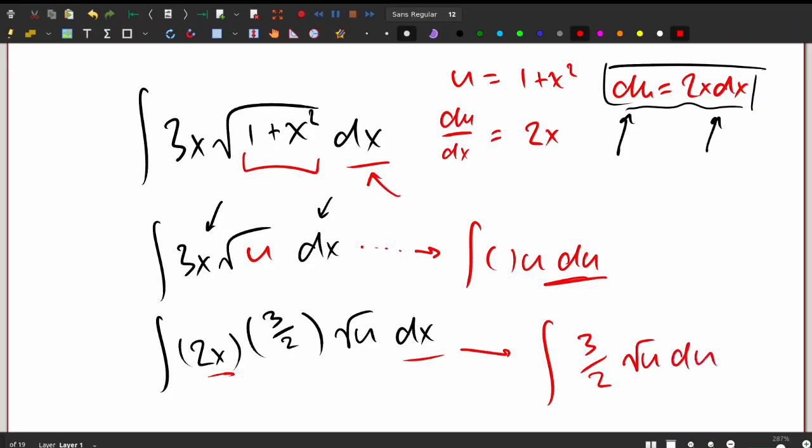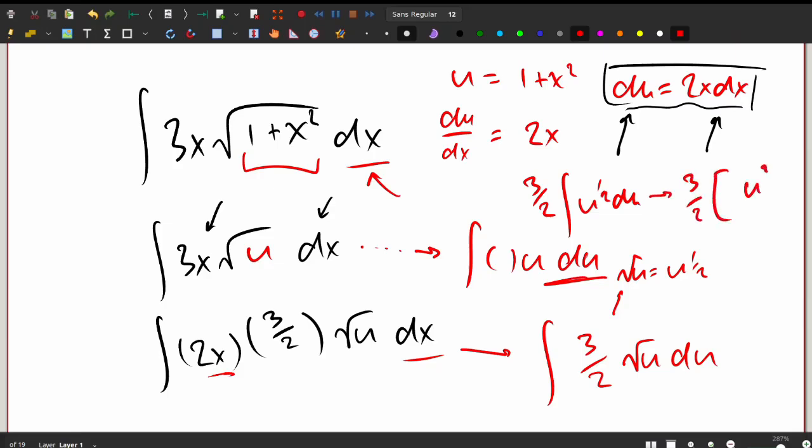And this is a much easier function to integrate because we can just use our power rule. Remember, square root of u is simply equal to u to the 1/2. So I'm going to take the coefficient outside, and it's going to become 3 over 2 integral of u to the 1/2 du, which is going to become 3 over 2 times, I'm going to use my reverse power rule, u to the 3 over 2 divided by 3 times 2.